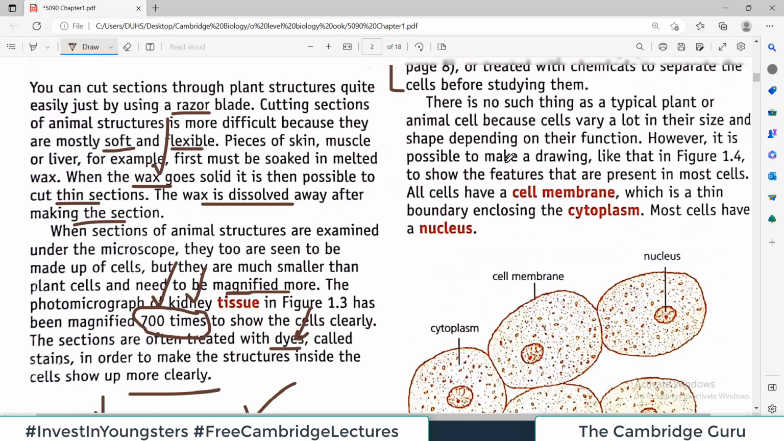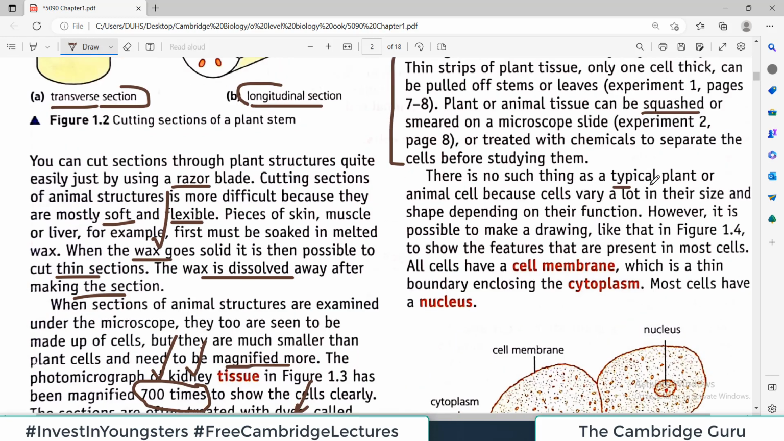Now, there is no such thing as a typical plant or an animal cell. Many students use this terminology. What is a typical plant cell? There is nothing like a typical plant or animal cell, because each cell basically varies in its size and shape, and this depends on its function. For example, the cells of kidney are different in shape and size from the cells of nervous system.